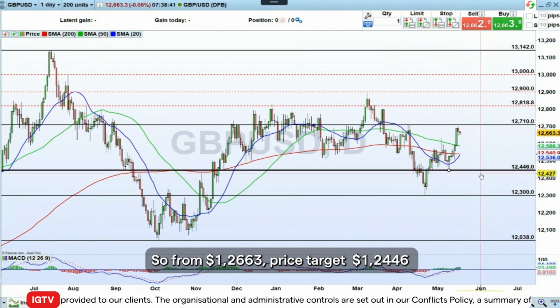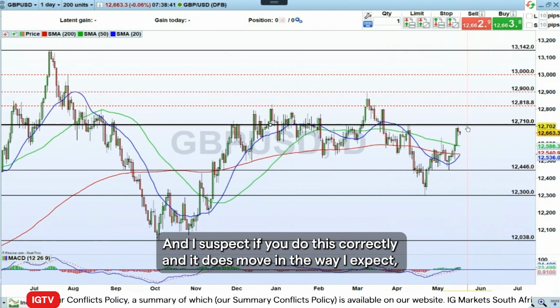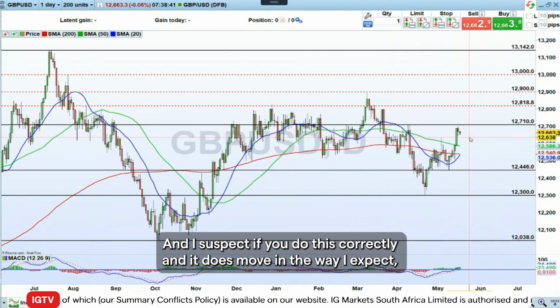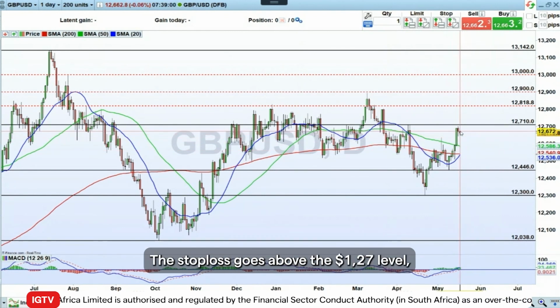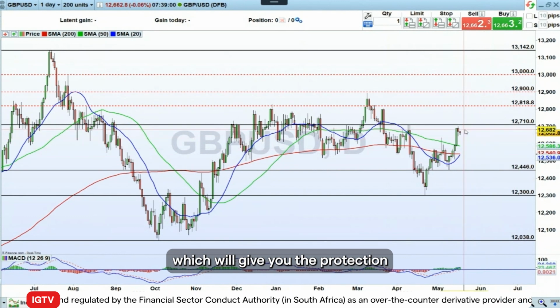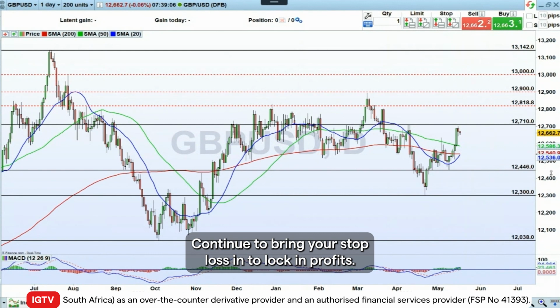So from 126.63, price target 124.46, these lows that we had here back on the 9th of May. And I suspect if you do this correctly, and it does move in the way I expect, if we do get that risk downside, the stop loss goes above the 127 level, which will give you the protection. If it does continue to move in this downward direction, continue to bring your stop loss in to lock in profits.